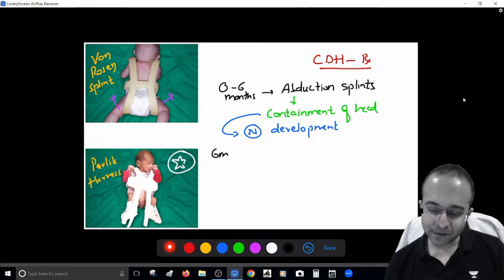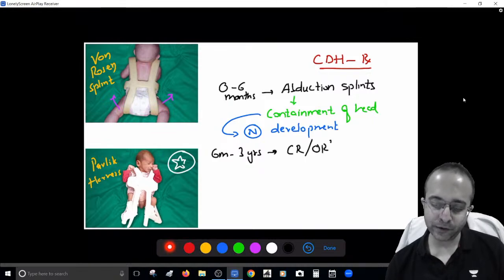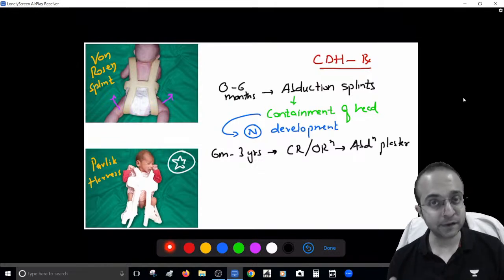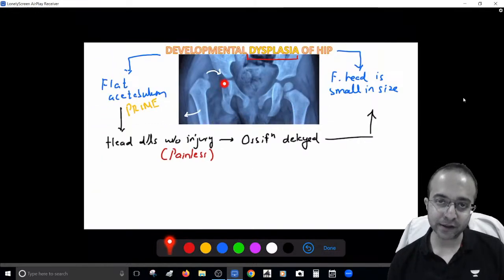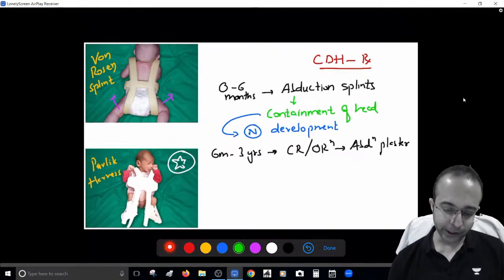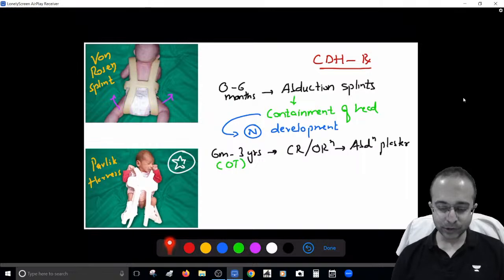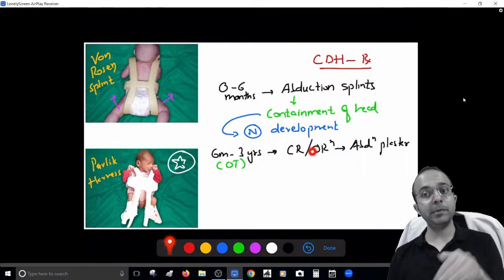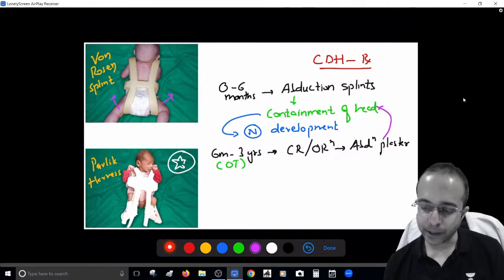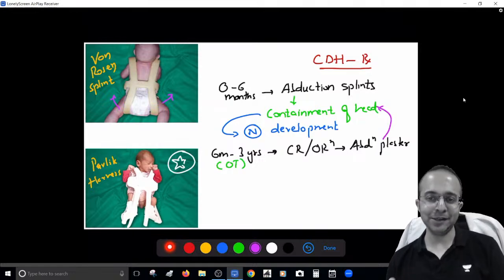In case this age of 6 months is gone, almost up to the age of 3 years, you have to go with a closed reduction or open reduction, followed by an abduction plaster. Now when a head is dislocated for more than 6 months, fibrous tissue will generally fill up the acetabulum. So simple abduction may not be able to reduce the head because of that fibrous tissue in the acetabulum. So now you have to take this patient to the OT. Under anesthesia you can try a closed reduction or open up and reduce the head, and then apply the abduction plaster. But here also, the idea is containment of the head so that there can be normal development.